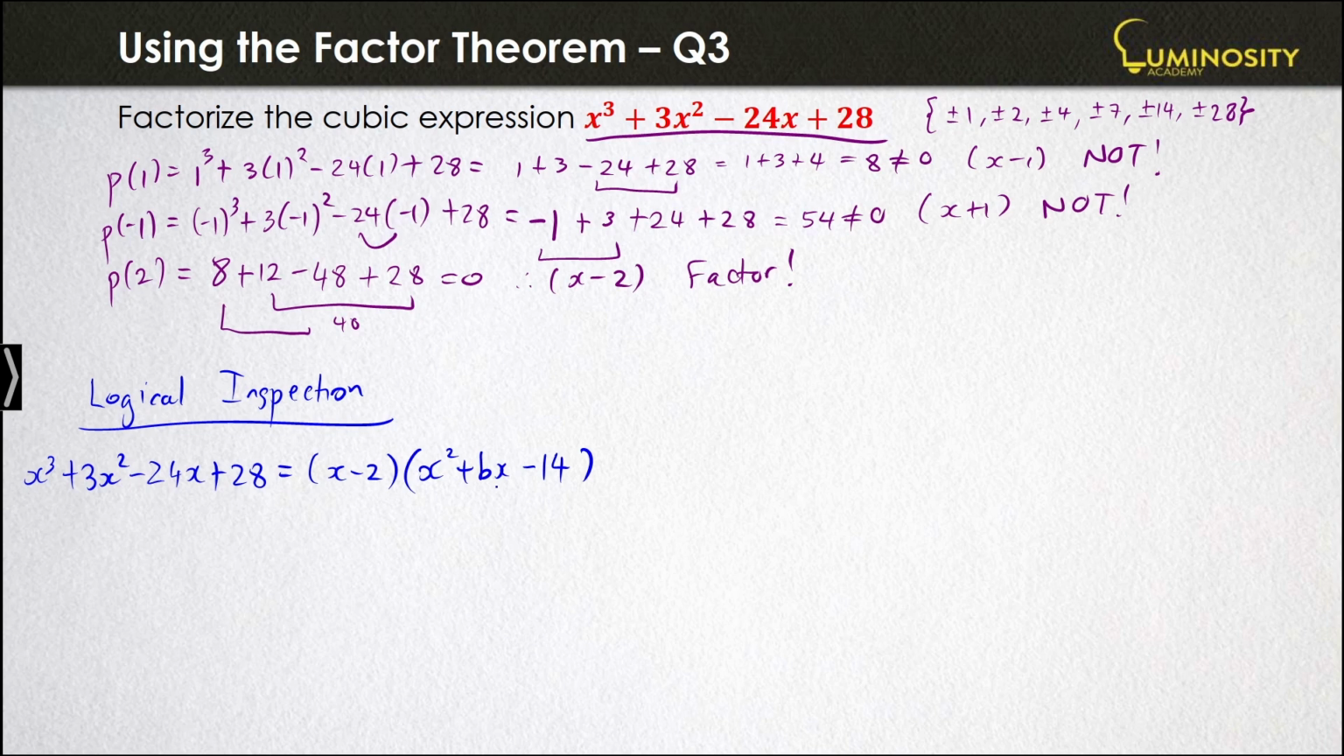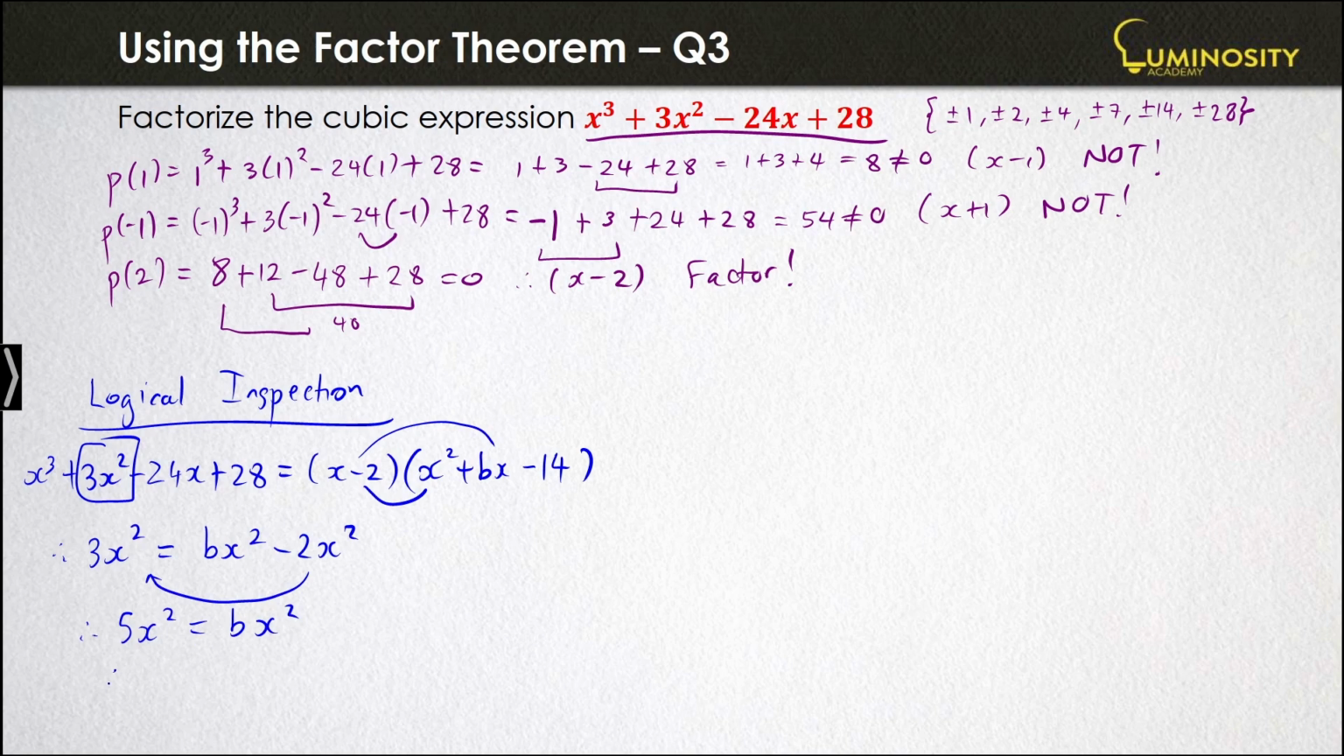Again, I can do comparisons. I'll look at the squared terms on both sides. The 3x squared on the left must be equivalent to x times bx, which is bx squared, plus negative 2 times x squared, that's negative 2x squared. If I add 2x squared to both sides, I get 5x squared on the left and bx squared on the right. Dividing both sides by x squared, I get b equals 5. Therefore, the factorization should be x minus 2 times x squared plus 5x minus 14.